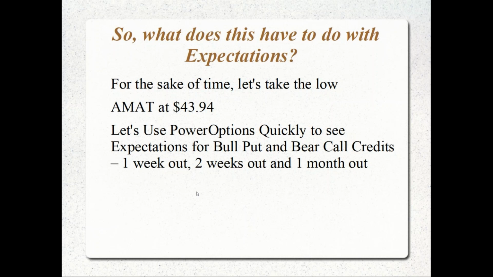And I'm going to go over to Power Options. We're going to use the midpoint spread chain for bullish positions, and we're going to look at the expectations for bull put and bear call credits. We're going to look at the credit spreads based on 1 week out, 2 weeks out, and 1 month out for different strike prices to help give us an average expectation of what we should see percentage return wise and possibly even net credit wise, although the credits would be higher with the higher price stocks. But let's go ahead now and take a look, and I'll show you what I mean by expectations for the various positions.